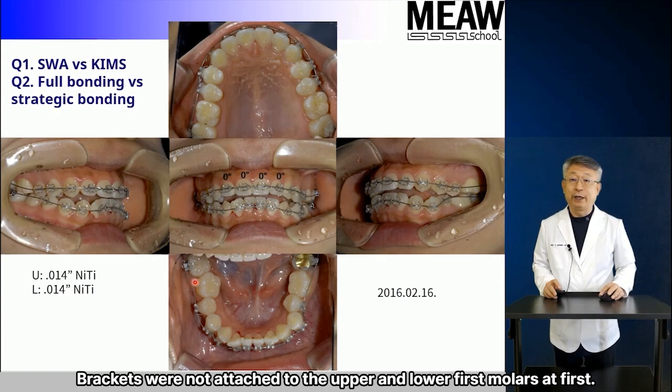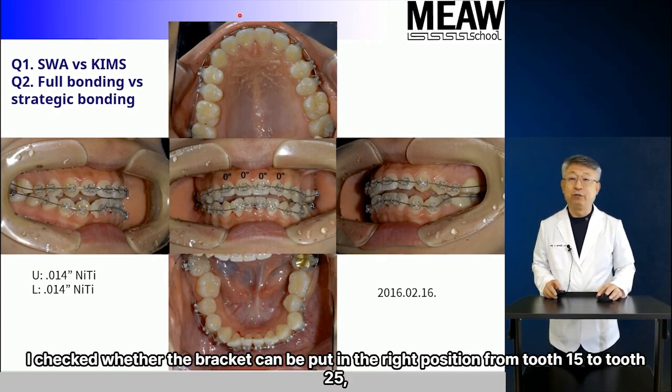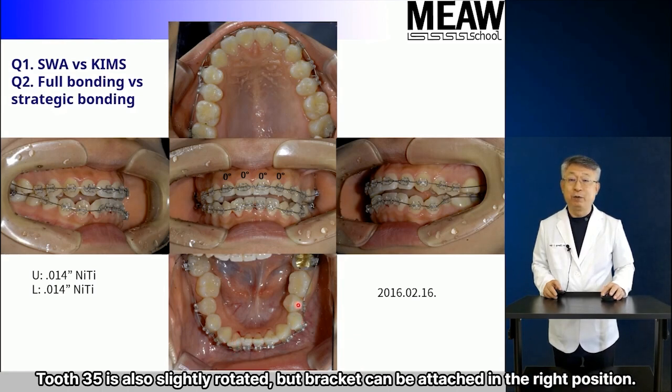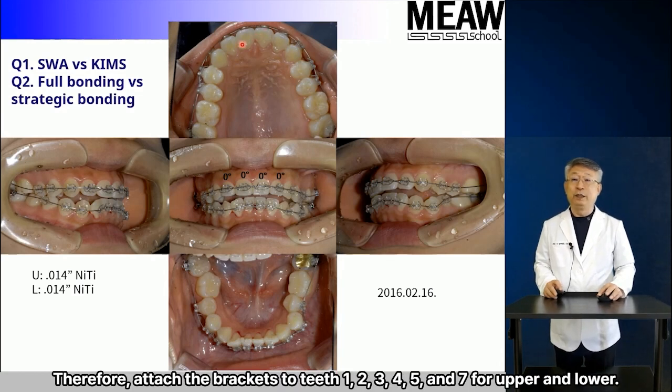Brackets were not attached to the upper and lower first molars at first. I checked whether the bracket can be put in the right position from tooth 15 to tooth 25. Tooth 42 is slightly rotated, but the bracket can be attached in the right position. Tooth 35 is also slightly rotated, but the bracket can be attached in the right position. Therefore, attach the brackets to teeth 1, 2, 3, 4, 5, and 7 for upper and lower.